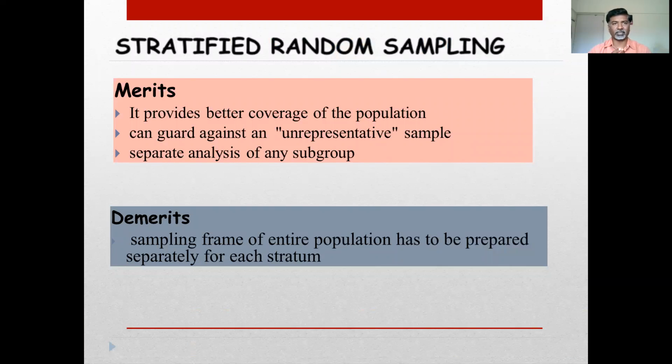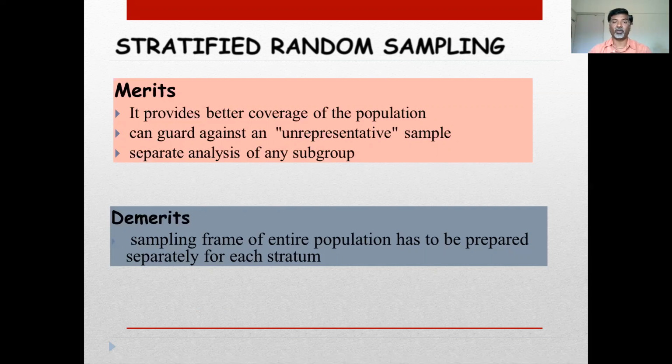Stratified random sampling method also has some merits and demerits. First, it provides better coverage of the population, because we are creating homogeneous groups from the heterogeneous group, and from that we are selecting a representative from each group. Also, it is possible to do a separate analysis of any subgroup, meaning we are creating groups on the basis of some special characteristics, so you can do research on the separate subgroups also.